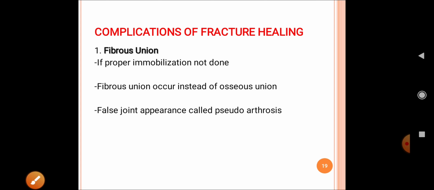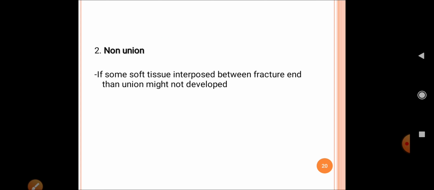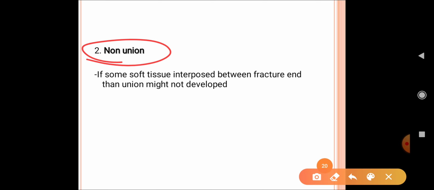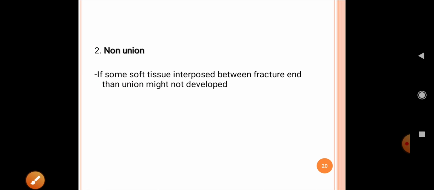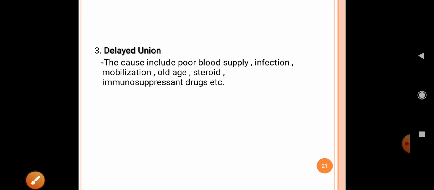So the bone will not form. That is the first major complication if you are doing excessive movement, if you are not immobilizing your fractured site. Okay. Second complication is the non-union. Suppose between the fractured site there is an interposition of some soft tissue, then union does not develop at all. You need to remove such interposed soft tissue. So the second complication is the non-union.